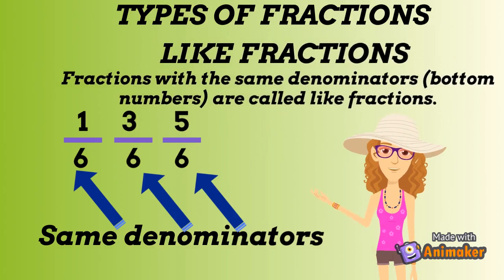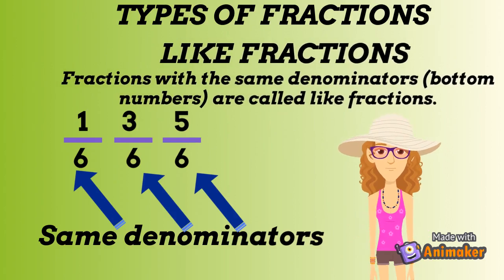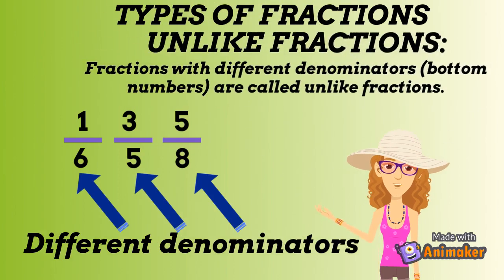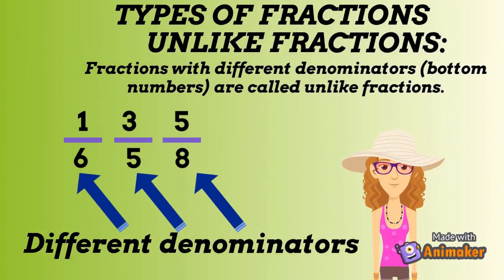Types of fractions. Like fractions. Fractions with the same denominators, bottom numbers, are called like fractions. Unlike fractions. Fractions with different denominators, bottom numbers, are called unlike fractions.